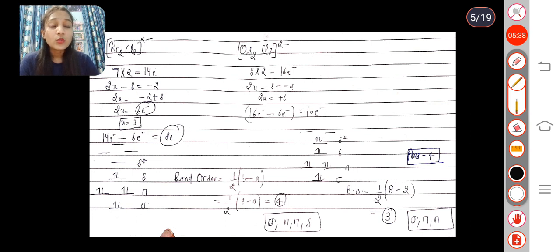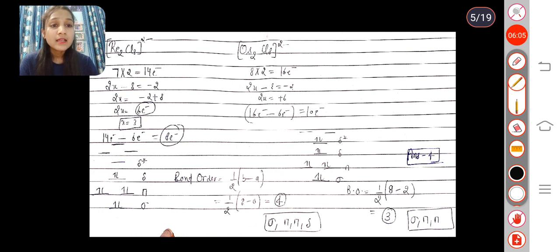After calculating the bond order, the formula for bond order is 1/2 times the number of electrons in the bonding orbitals minus the number of electrons in the anti-bonding orbitals. For bonding we have 8 electrons and for anti-bonding in this compound we have 0 electrons. So basically here the bond order is equal to 4. Then we have 4 types of bonds here.